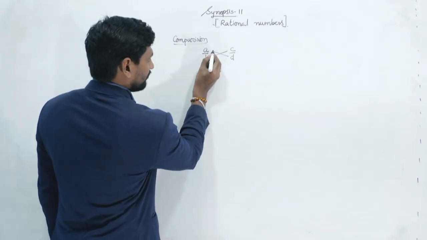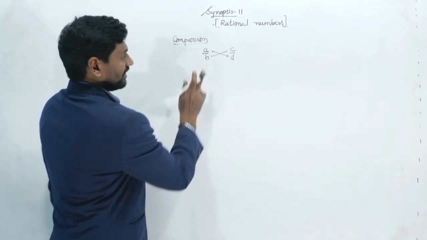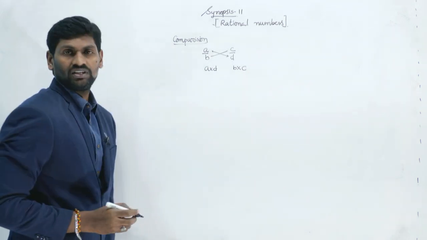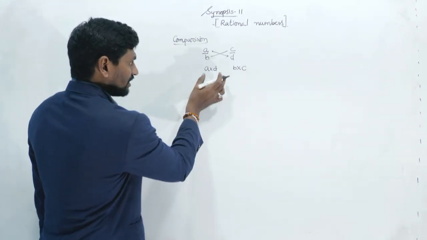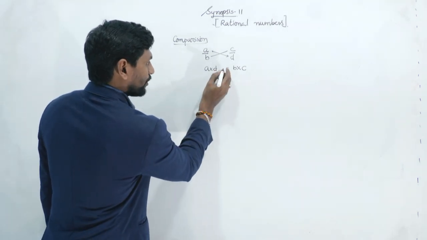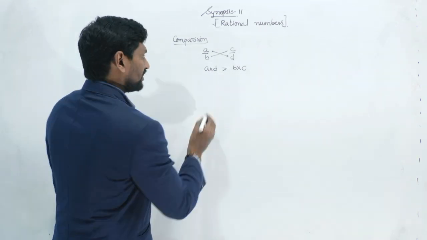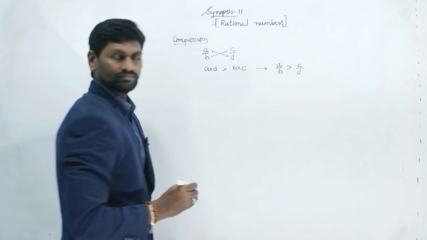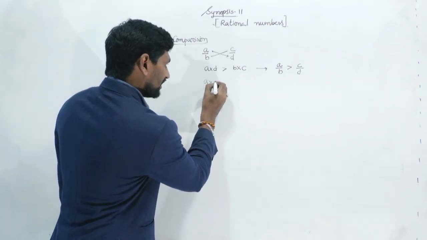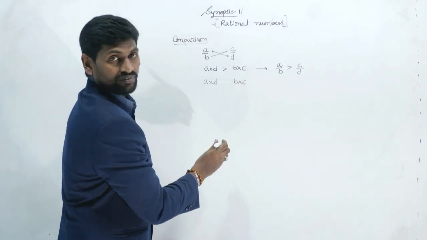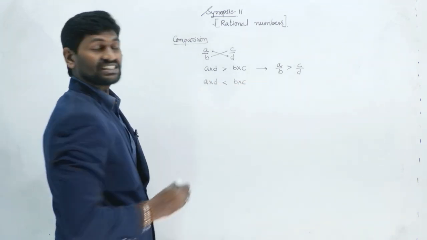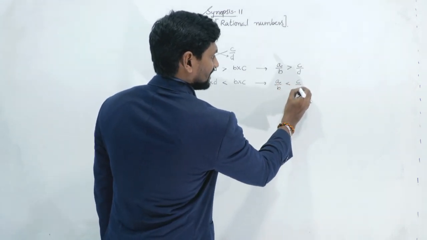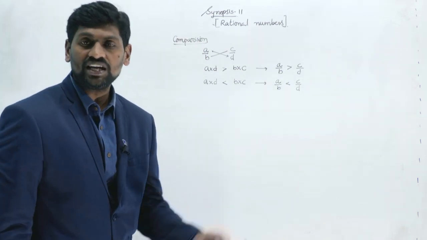That means a into d, the first one, taking the numerator onwards, and the second one is b into c. Just apply the cross multiplication. In this cross multiplication, if the first product is greater than the second one, we can say that the first fraction is greater than the second fraction. Now, if a into d is less than b into c, we can say that the first fraction is less than the second fraction, nothing but the first rational number is less than the second rational number.